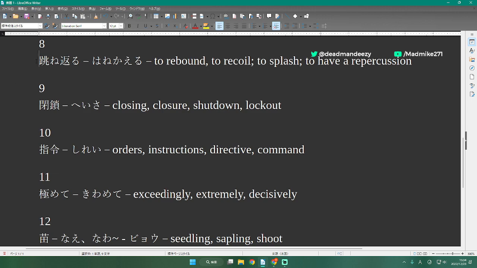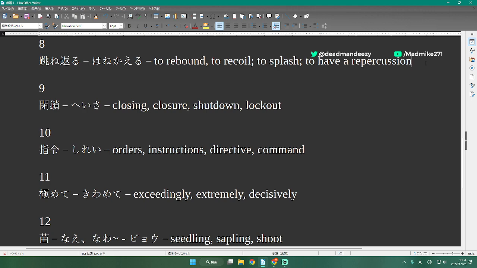Number 8 is hanekaeru. Haneru on the left side is to bounce, to spring, or to jump, and kaeru on the right side is to return. So hanekaeru means to bounce back, or to bounce in a returning fashion, or a rebound, a recoil, a splash, or to have a repercussion. Hanekaeru is to rebound, recoil, have a repercussion. To rebound or recoil.